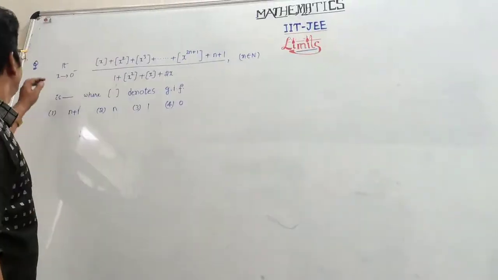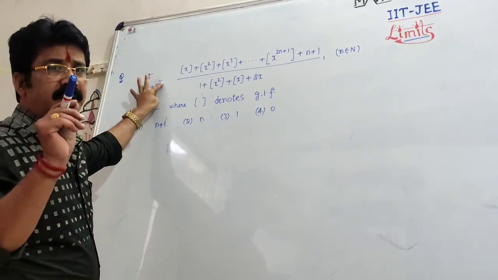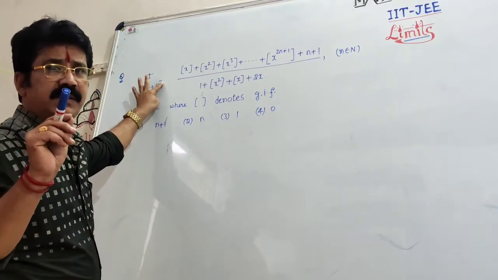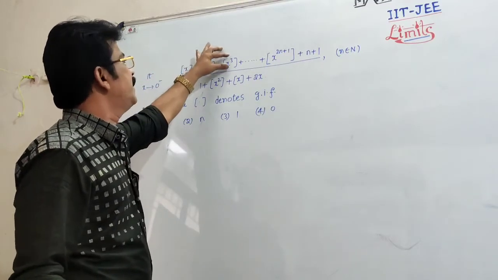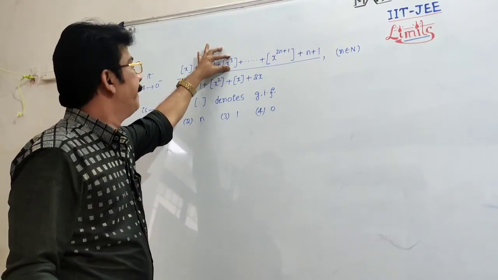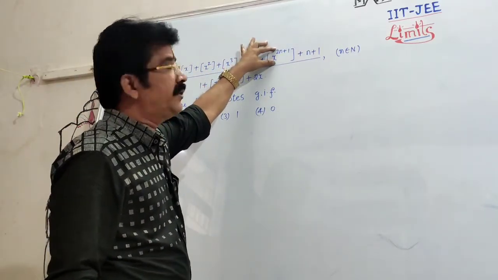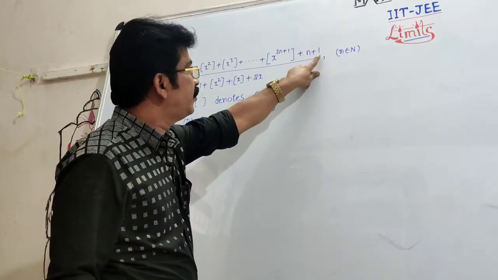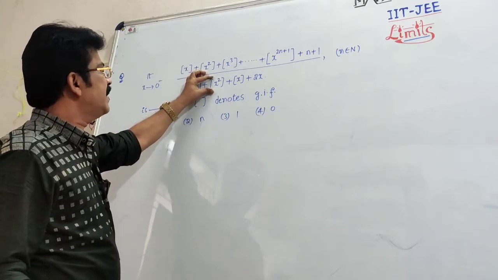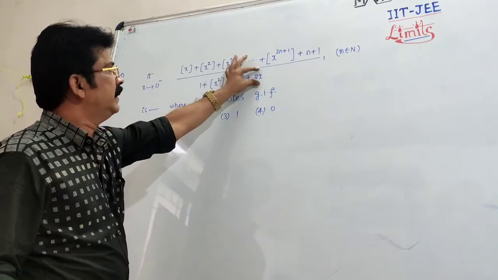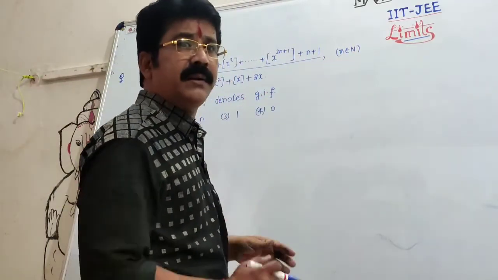Next question. The limit as x tends to 0 minus, means left hand limit at x equal to 0. Numerator: box of x plus box of x square plus box of x cubed and so on up to box of x to the power of 2n plus 1, plus n plus 1. There is no box there. In the denominator, 1 plus box of x square plus box of x plus no box, only 2x. n is a natural number. This is the question.